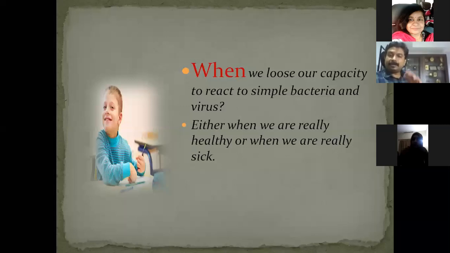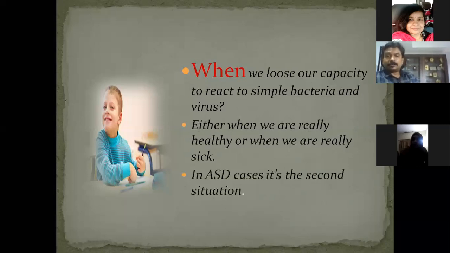If we are in really good shape or in a very good immune status, we might not get a fever, or when we are really sick, deeper in sickness, we won't get simple superficial illnesses. So, in the autism spectrum disease cases, it is the second situation which happens. Hope you can follow me.